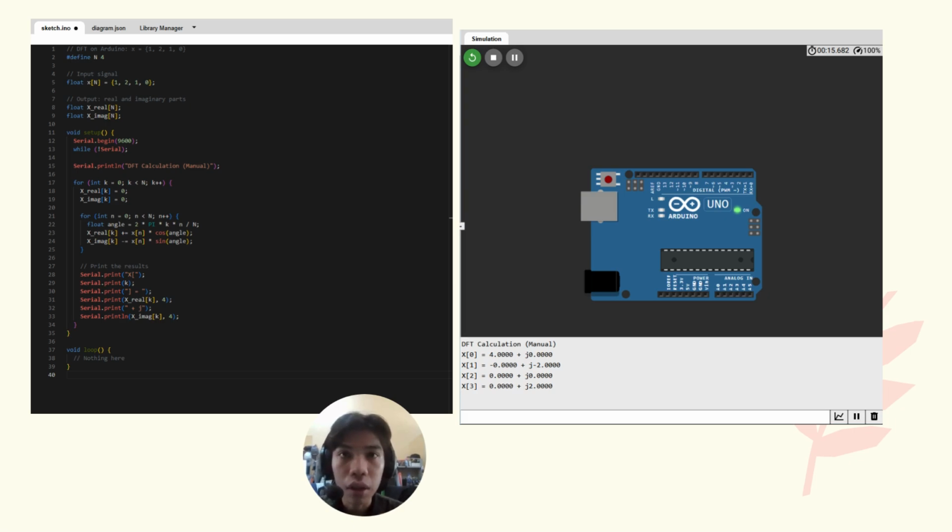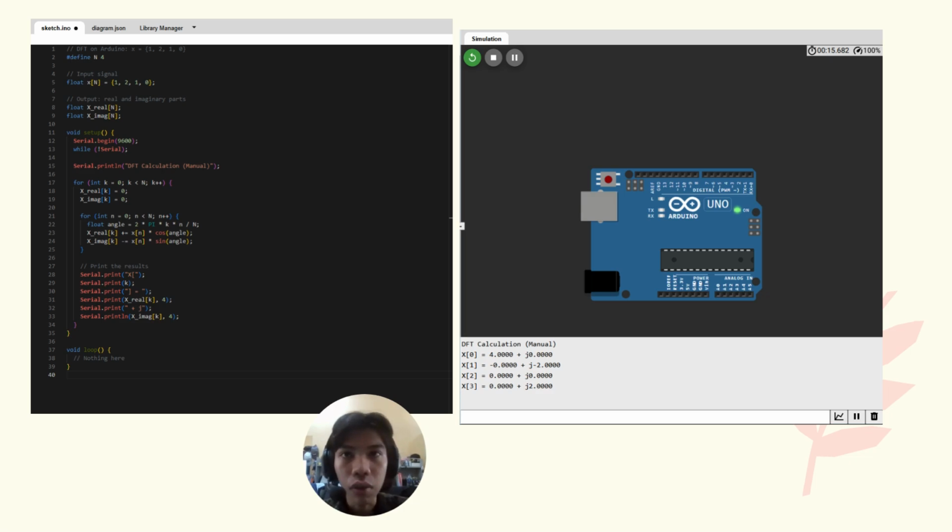The DFT formula is X[k] equals the sum of x[n] multiplied by e to the power of minus j 2 pi n k over N. On Arduino, we can't handle complex numbers directly, so I separate the equation into cosine for the real part and sine for the imaginary part. I implemented the DFT using two nested for loops, calculating the angle and accumulating the real and imaginary parts separately.